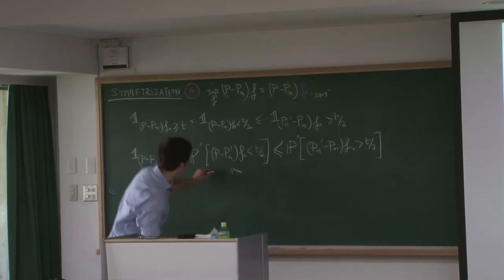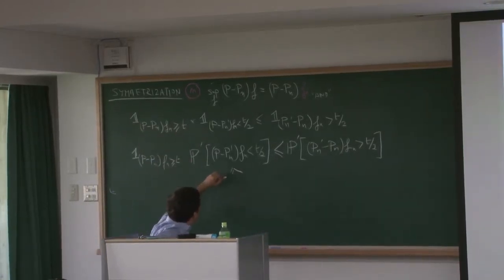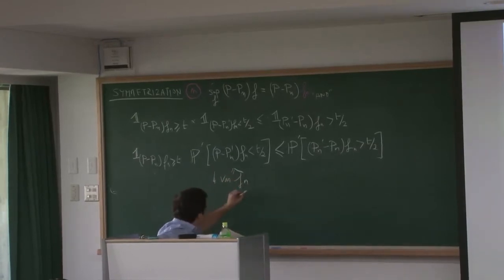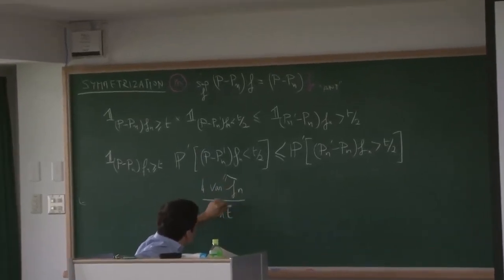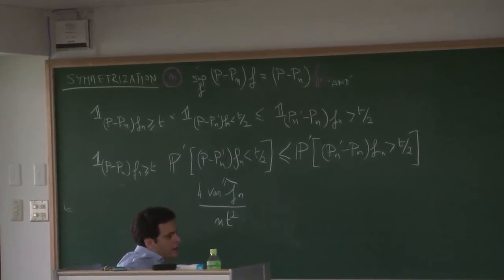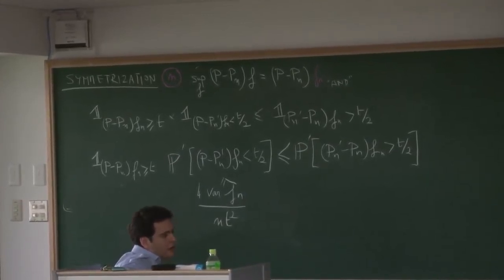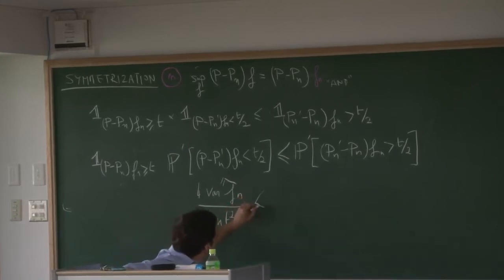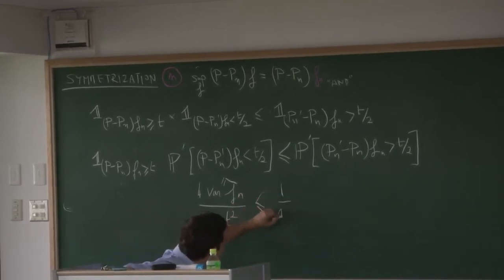Then what you can show is that this is itself smaller than 4 times the variance of Fn divided by nt squared. And remember that Fn can only take values between 0 and 1. So the variance of Fn is necessarily smaller than 1/4. And so we get that this is smaller than 1 divided by nt squared.